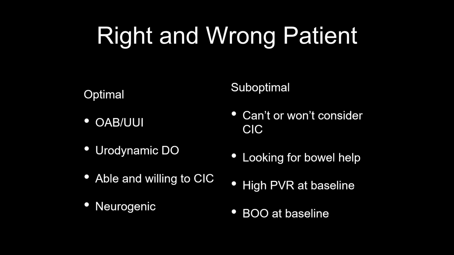Able and willing to do CIC, as we talked about, in the neurogenic patient population. You can consider it, but CIC may not be the optimal candidate. Again, if there's no other option, worst case scenario, you put a urethral catheter in, and it will pass. If you're looking for bowel help, we talked about that. That's a neuromodulation patient. That's just a no-brainer. High PVR at baseline, be careful in those patients that are obstructed at baseline.